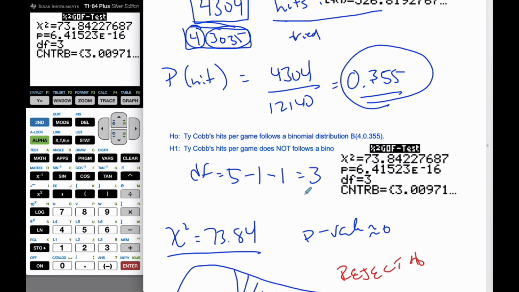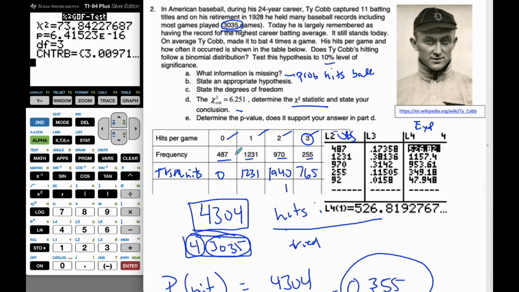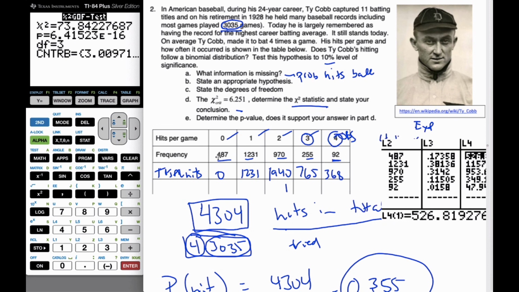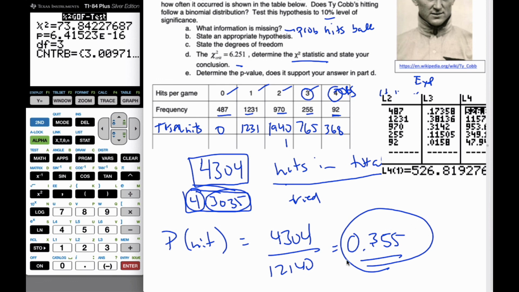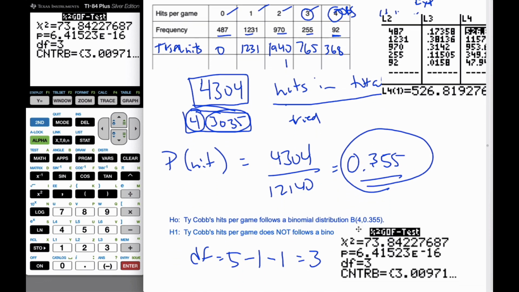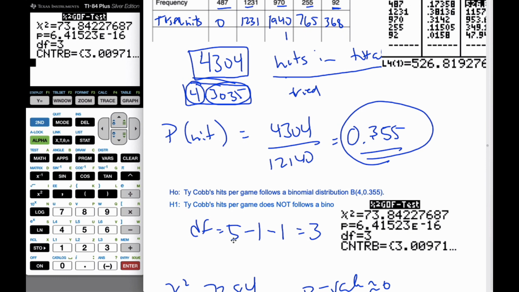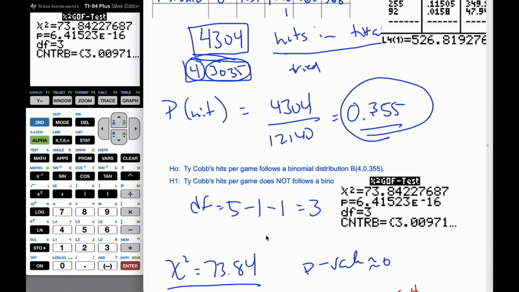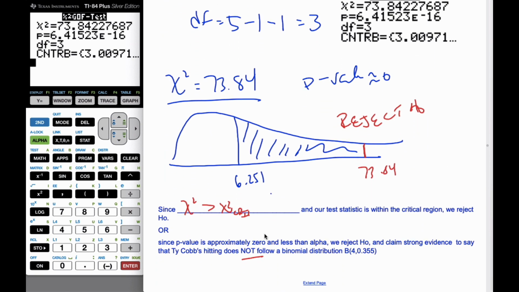So in doing these problems, a couple things. We have to make sure we clearly understand what we are putting into our calculator, what this frequency table means, and we are using this to find the total number of hits over the total number tried to find the probability of hitting the ball for Ty Cobb. We test that. We know degrees of freedom is our 5 categories minus 1. Subtract the number of estimated parameters, which is 1. We found our chi-squared statistic and made our appropriate conclusions.